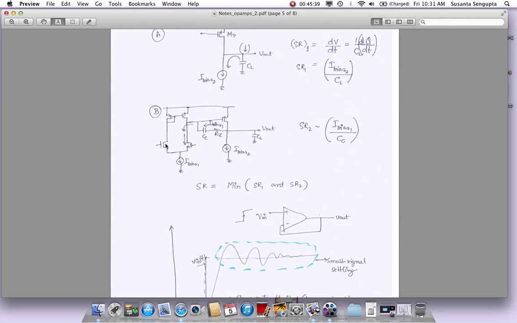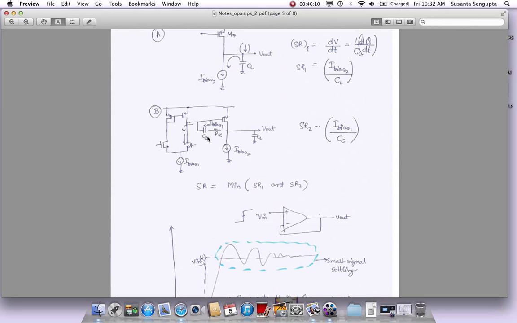This device will go off, it will not carry any current, and all of this I bias will actually go through this. If this device is off and not carrying any current, that means there is no current here, because it's a current mirror. So all the current it's carrying will now come and charge up this capacitor. This is low, this is high, and it's trying to pull this node high, so it has to pull current this way to charge this guy up.